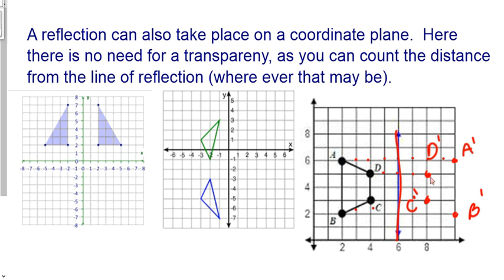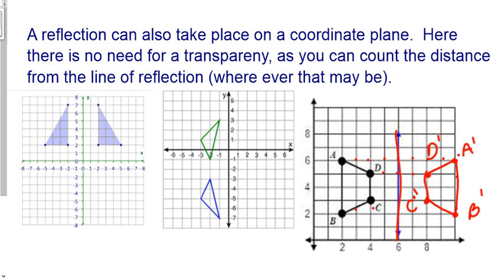Now, when I connect these, because it started out as a figure, it needs to end as a figure. I connect my points. You should notice the size and the shape are exactly the same. This is 2 segments because this was 2 segments long, 2 units long. This is 4 units because it's 4 units on each one. Size and shape do not change. It's just where they're at on the plane. We didn't need a transparency because we can count the number of units when you're on a coordinate plane.